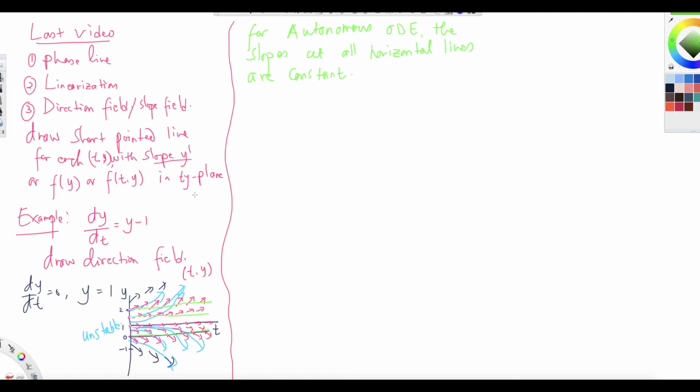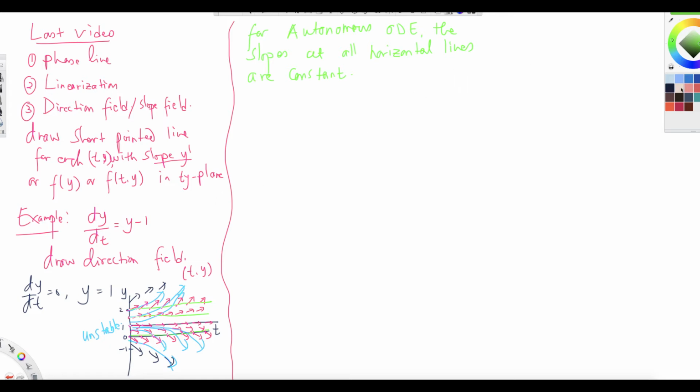But that is not the case for the non-autonomous system, because there will be a t as well on the right hand side. If there is a t on the right hand side, then for every different time you will get a different slope. But there will be some lines or curves where the slope is constant. That is called the isoclines. So how do we find the isoclines? In the non-autonomous system, we will find the lines where the slope is constant.